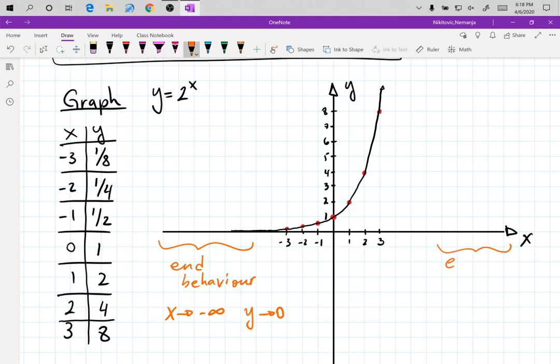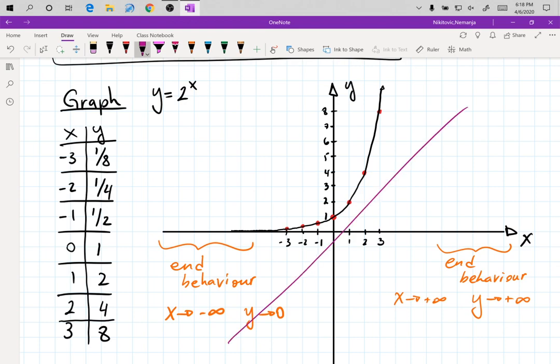On this side, end behavior is as x goes to positive infinity, y goes to positive infinity. And it's rising very quickly. Remember that your linear growth, I'm going to erase this, your linear growth would go like this, right? It doesn't grow as fast as exponential. So you probably heard before, oh, it's exponential growth, when something grows quickly.